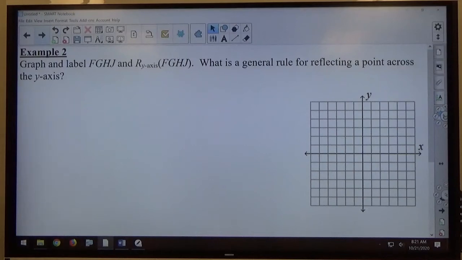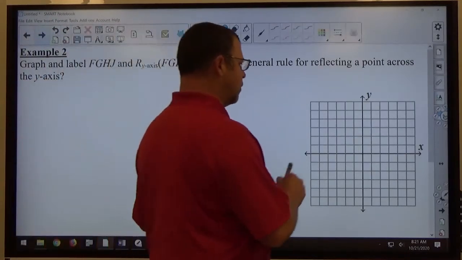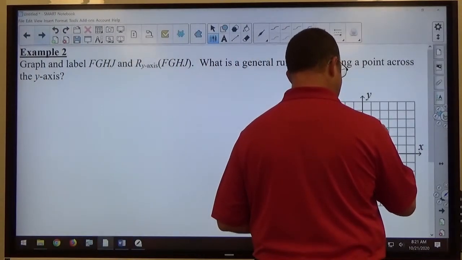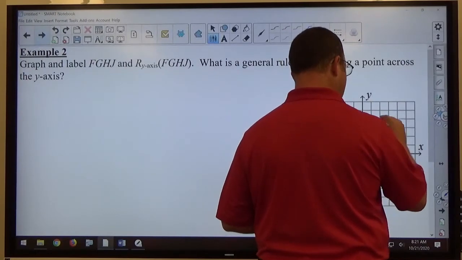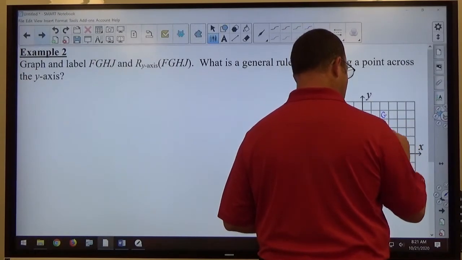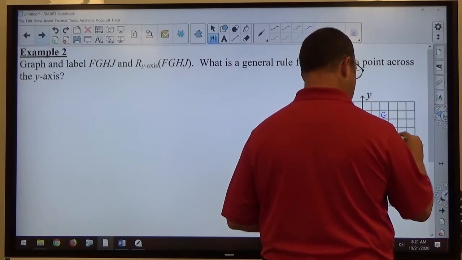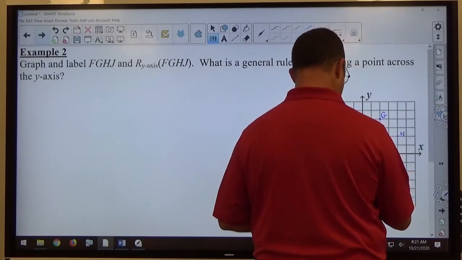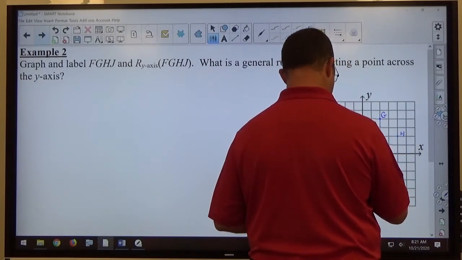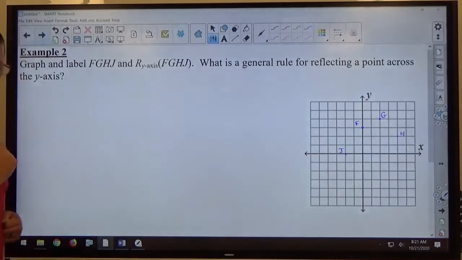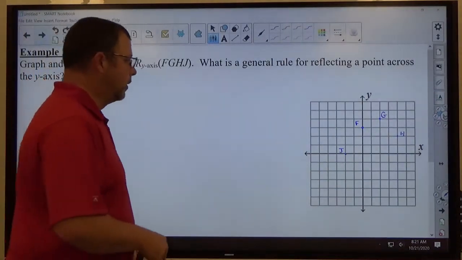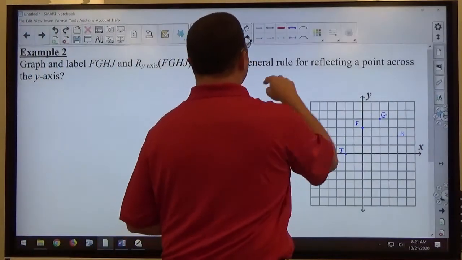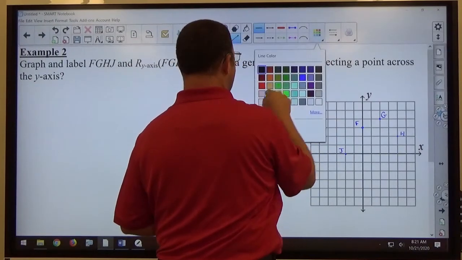Okay, for example 2, we're going to graph and label FGHJ, the same FGHJ. All right, and let's see how good my memory is. We had 0, 3 for F, and 2, 4 for G, and 4, 2 for H, and negative 2, 0 for J. Is that right? Yep. All right. There's F, G, H, and J identified, and let me draw my lines again.